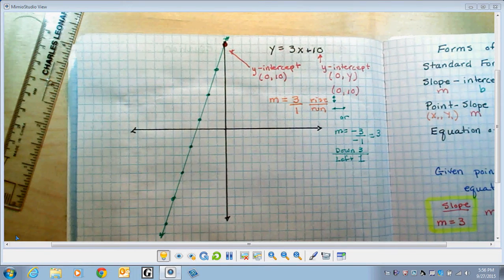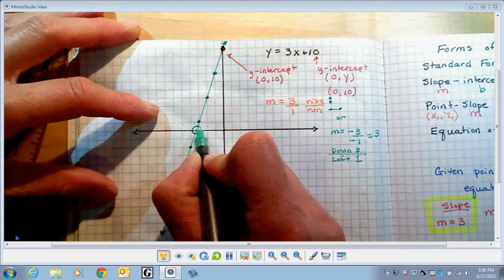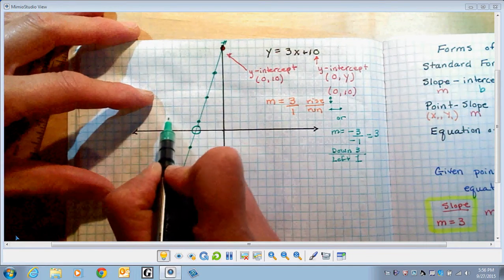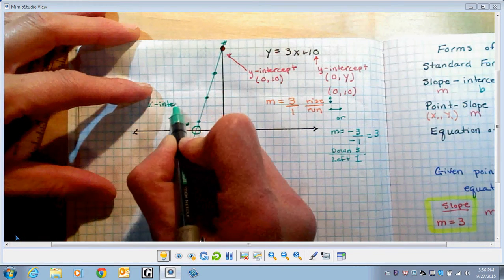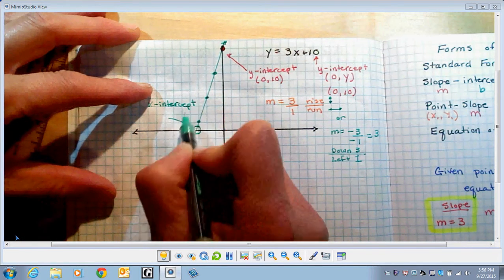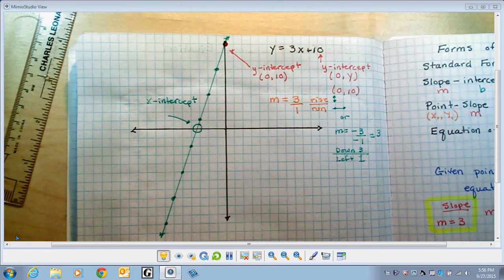So where is my x-intercept? Well, my x-intercept is right here. So I'm going to write x-intercept. The problem with this x-intercept is I can't tell exactly where that value is.